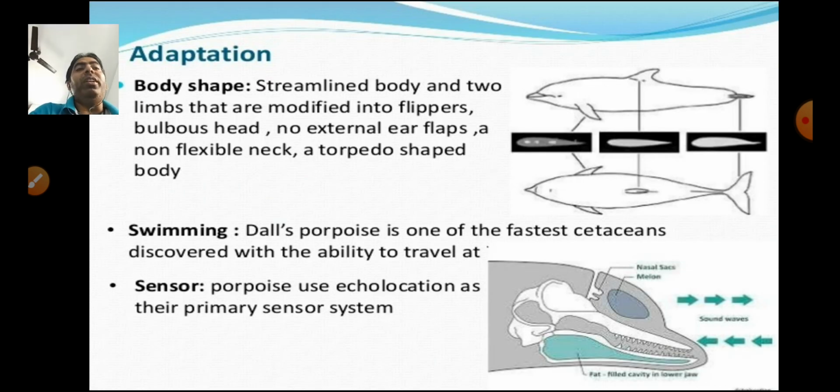Their body shape, as I said just now, is streamlined, with two limbs that are modified into flippers. They have flippers also, and the dolphin is one of the fastest cetaceans, with the ability to travel fast.